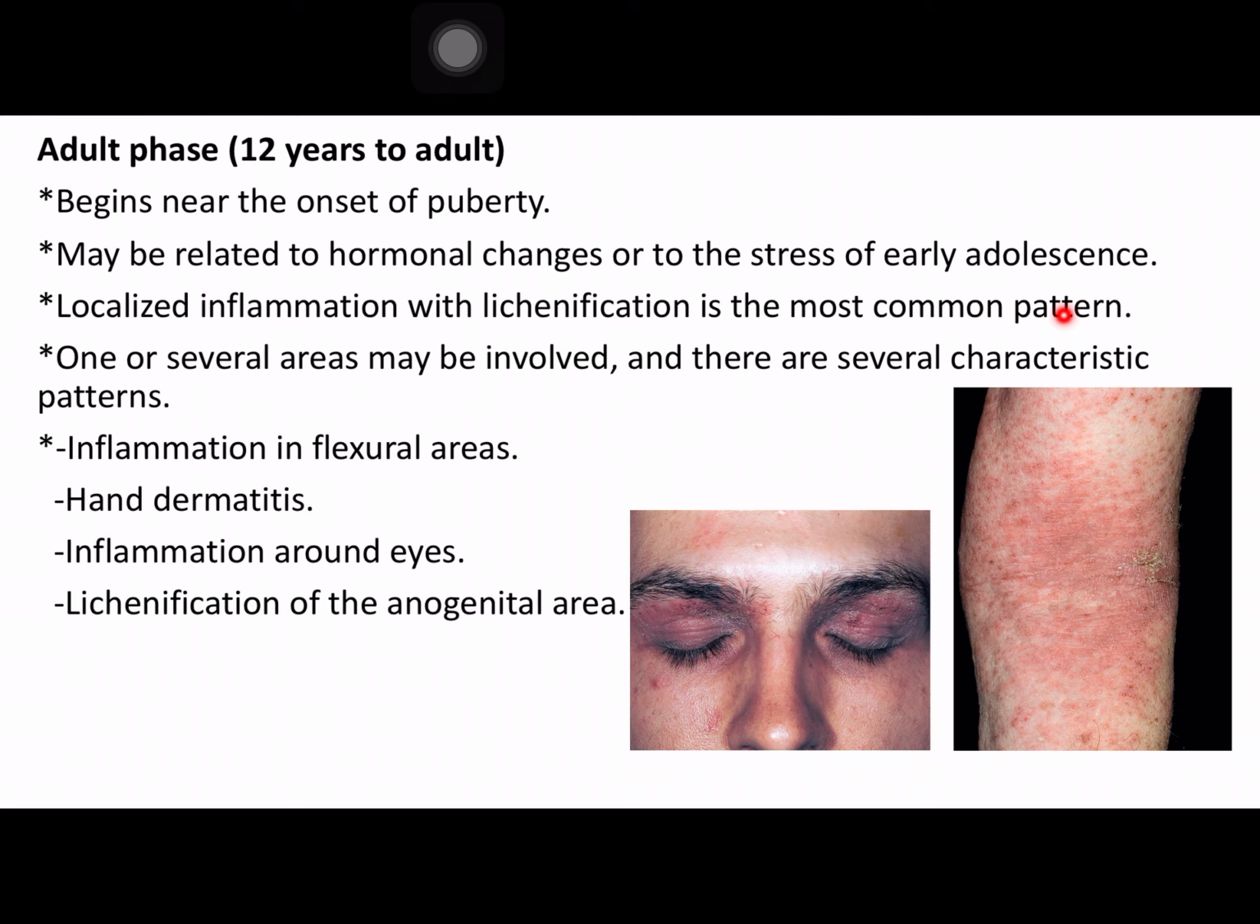As I said, it is mainly localized dermatitis in adults, and mainly flexural, though it may have other patterns. Inflammation in the flexural area, hand dermatitis, inflammation around the eye, which is so common in adults, and lichenification in the anogenital area. All these types are localized inflammation. As I mean, atopic dermatitis in adults is mainly localized.